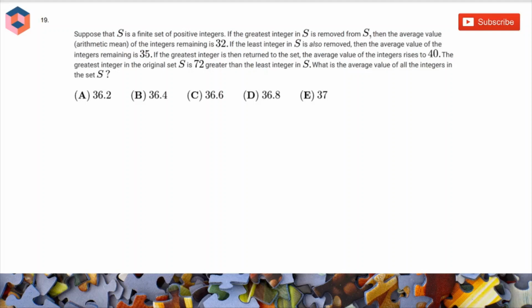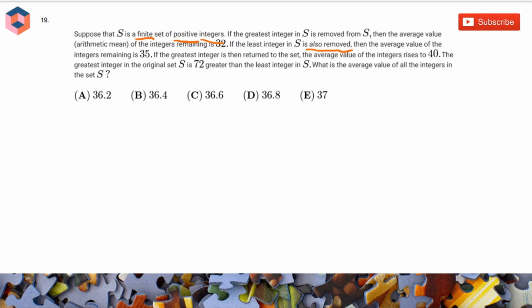Problem number 19. Suppose that S is a finite set of positive integers. So we always want to underline the important words. Finite, which means that there's not an infinite number of numbers, which makes sense. And positive integers. If the greatest integer in S is removed from S, then the average value, or the arithmetic mean, of the integers remaining is 32. If the least integer in S is also removed, they italicized it, so we should probably underline it, then the average value of the integers remaining is 35.